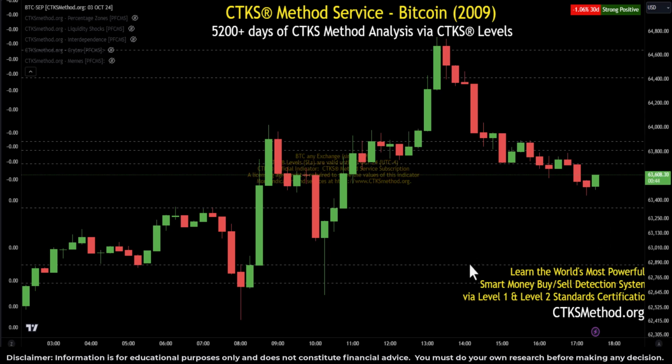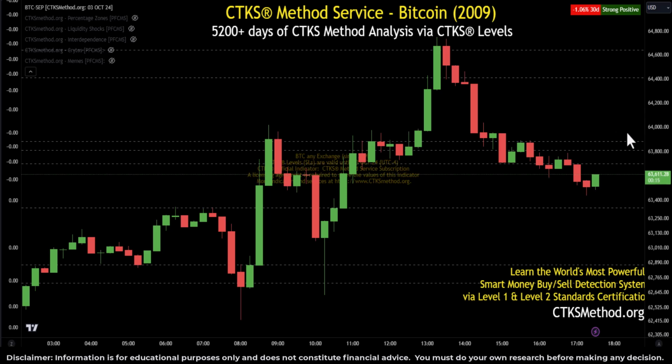And you can learn how to draw the most statistically significant support and resistance levels known to mankind through level 1 and level 2 standard certification. And what happens if we come back and retest this area? Well, we would need to get above 63,800.